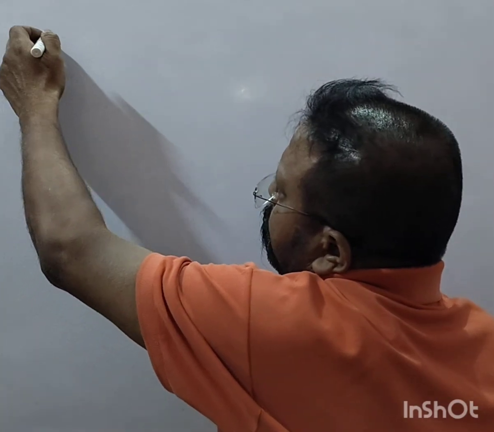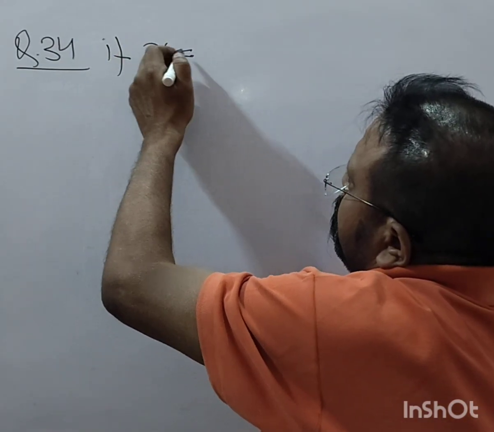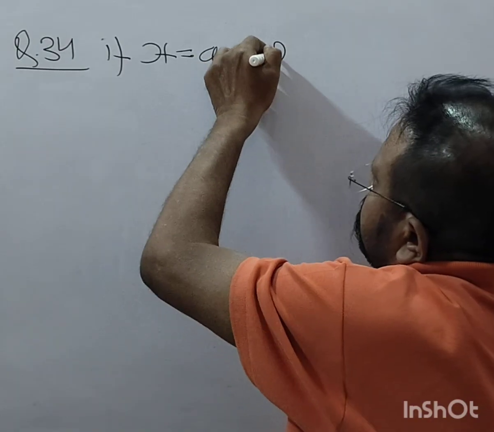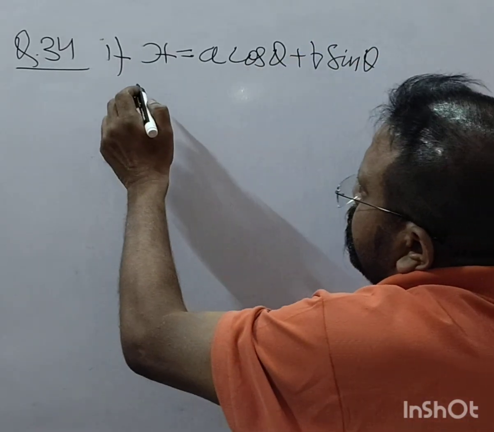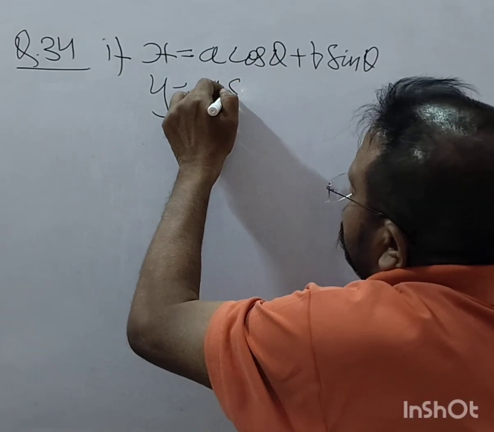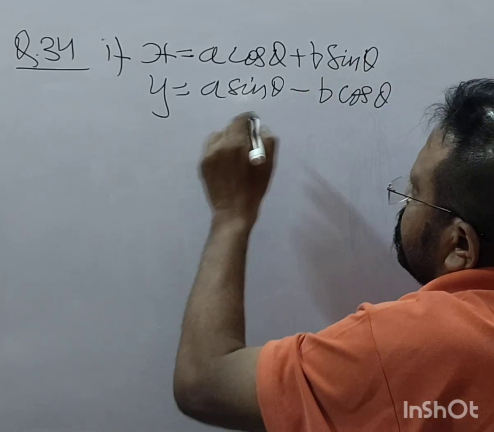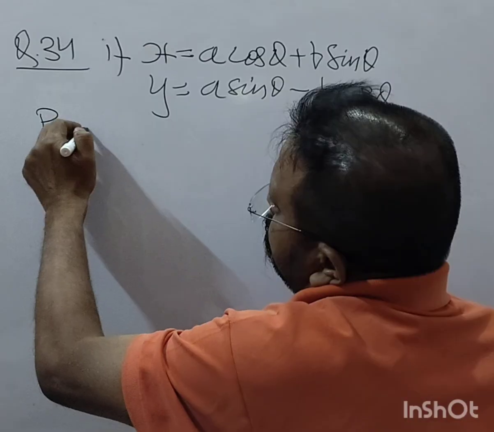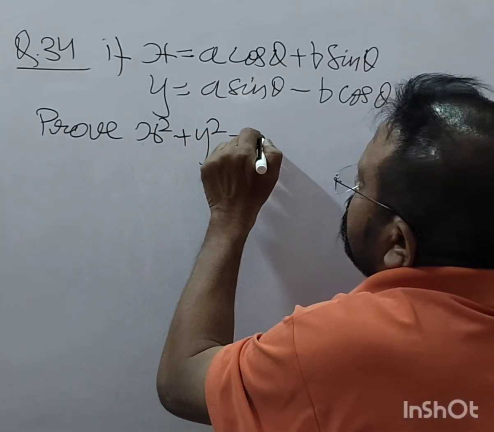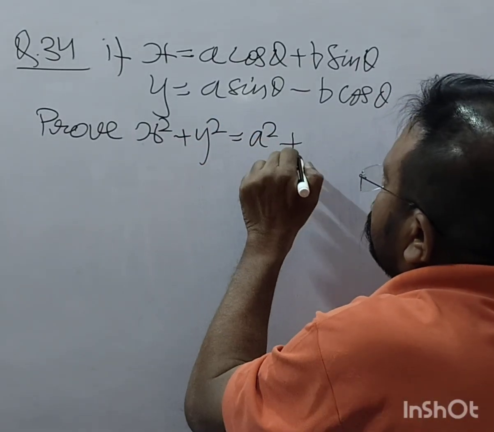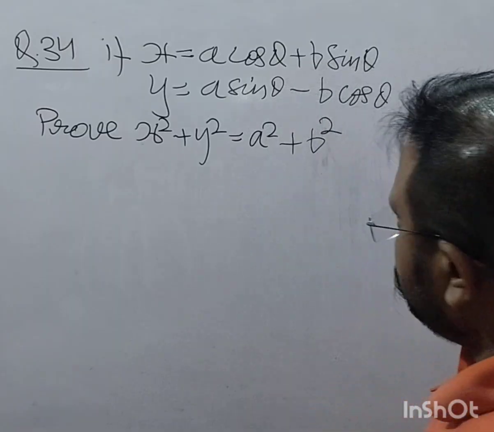Question number 34. If x is equal to a cos theta plus b sin theta, and y is equal to a sin theta minus b cos theta, prove that x square plus y square is equal to a square plus b square.